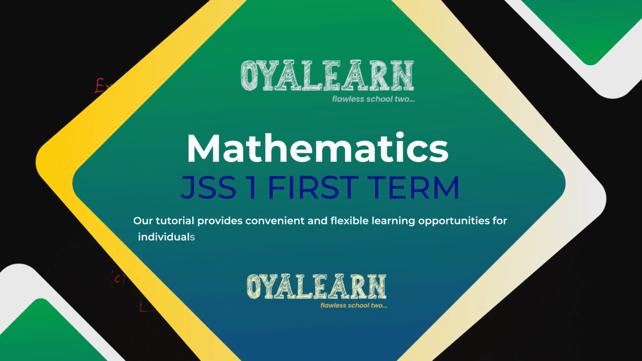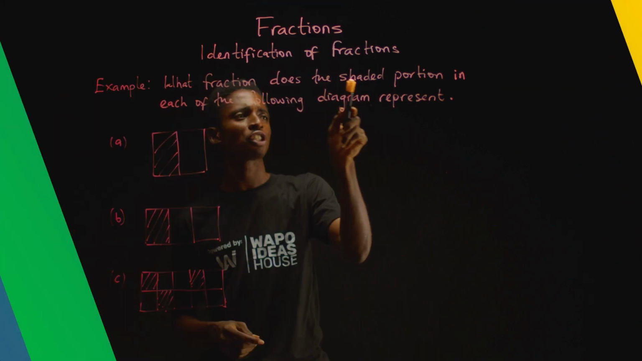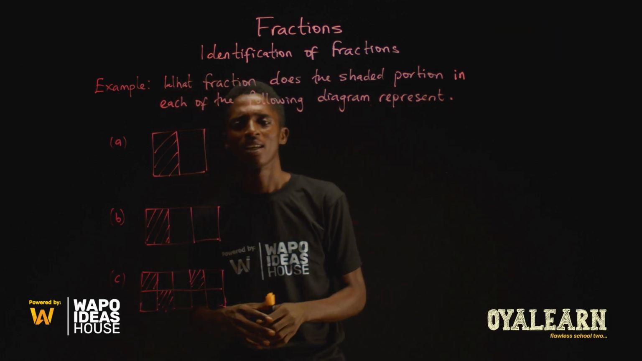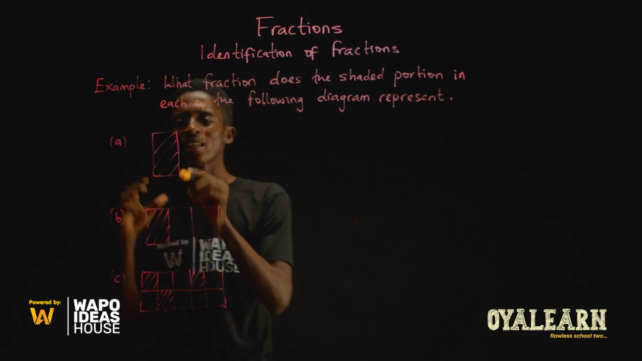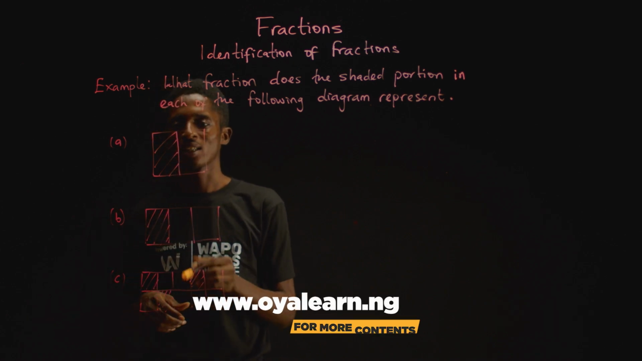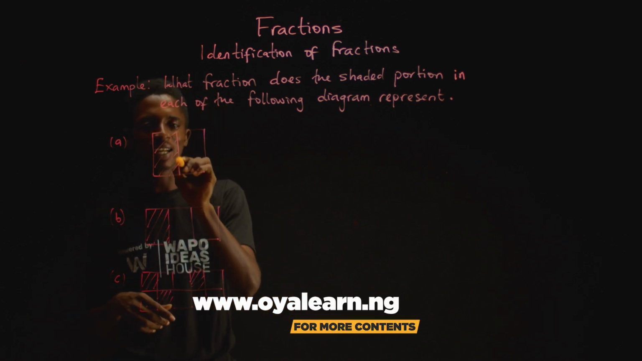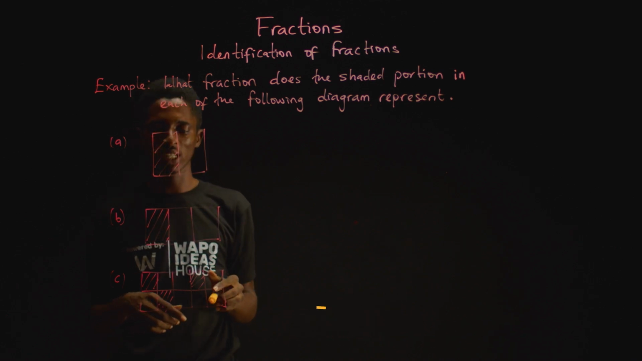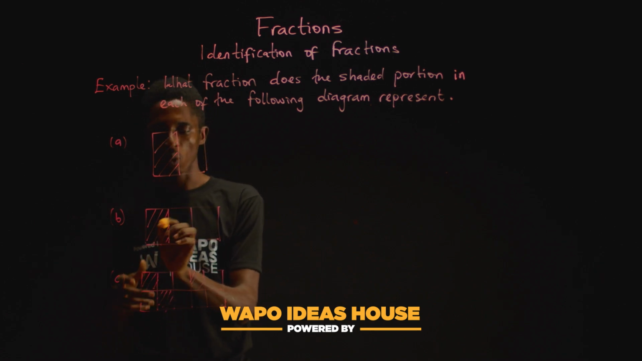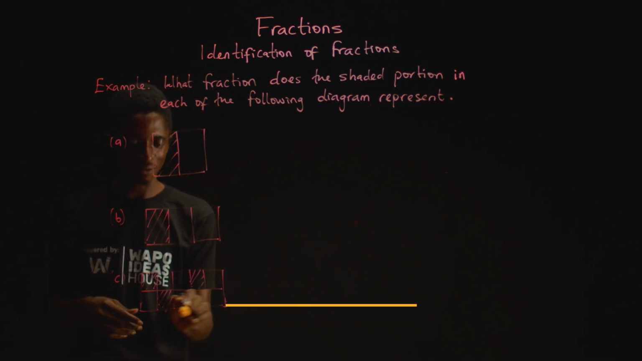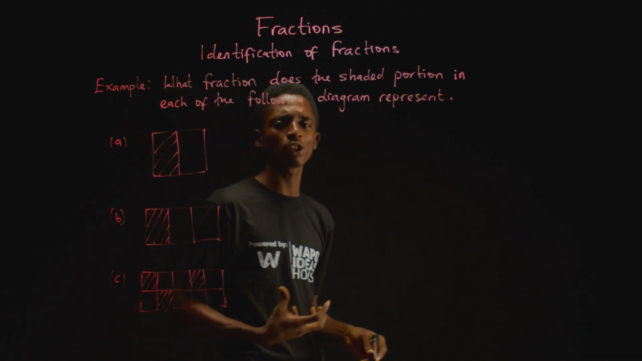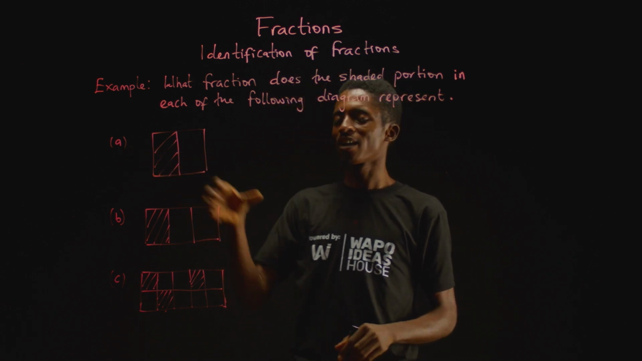Identification of fractions. What fraction does the shaded portion in each of the following diagrams represent? In this task, we see different shapes divided into an equal number of sides. In this first case, it is divided into two and one part is shaded. And in the second one, we have it divided into three, where one is shaded. And here we see it is divided into 10 equal sides with three parts shaded. Now, what fraction of this diagram is shaded?